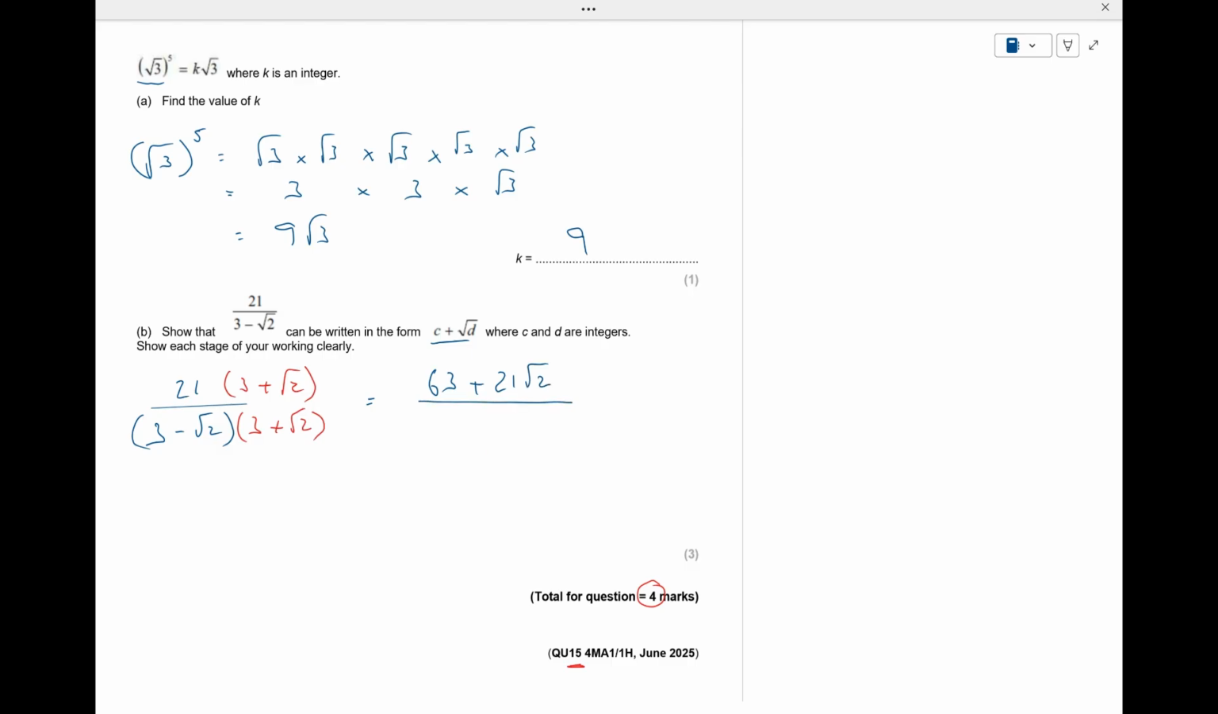And the bottom will be, if you want a quick hand with that, you could write it out separately here and work it out. 3 times 3 is 9. Then I'm going to have 3 root 2s and minus 3 root 2s, so they're going to go. And then I've got minus root 2 times root 2, which will be minus 2. So the bottom will equal 7.